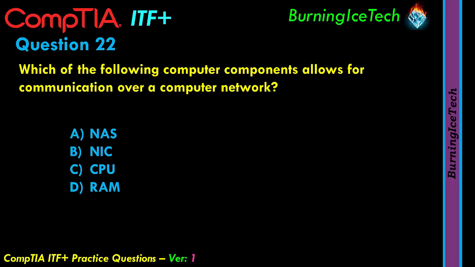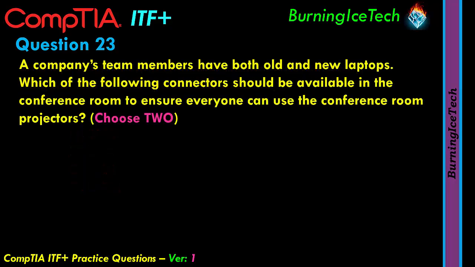Looking at D, RAM, Random Access Memory. That's an actual chip you'll insert on the motherboard. This is a form of temporary memory for your computer, and it's also very high speed memory. So this is more for memory purposes, if you look at RAM. So the answer is and remains NIC. It's an actual card that's normally embedded on most motherboards, but you can insert it as an external card if need be.